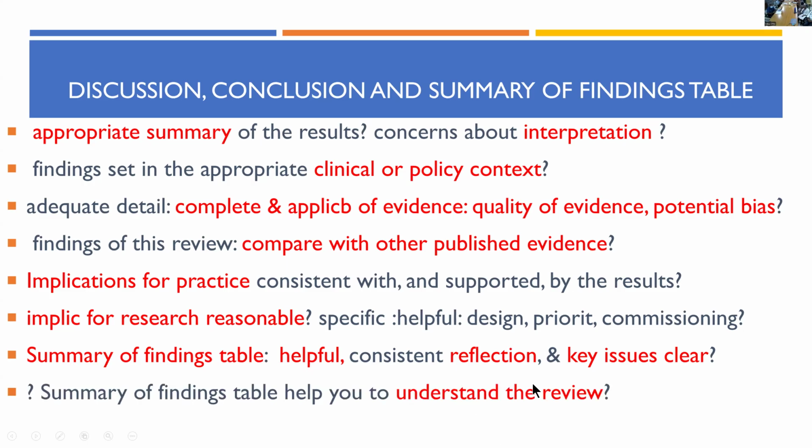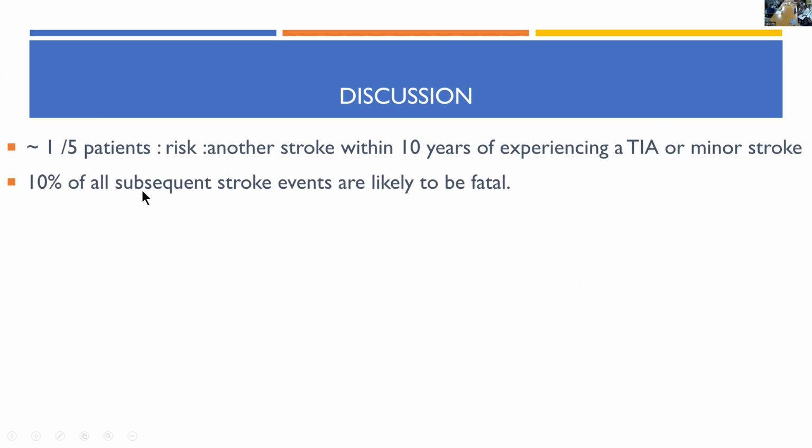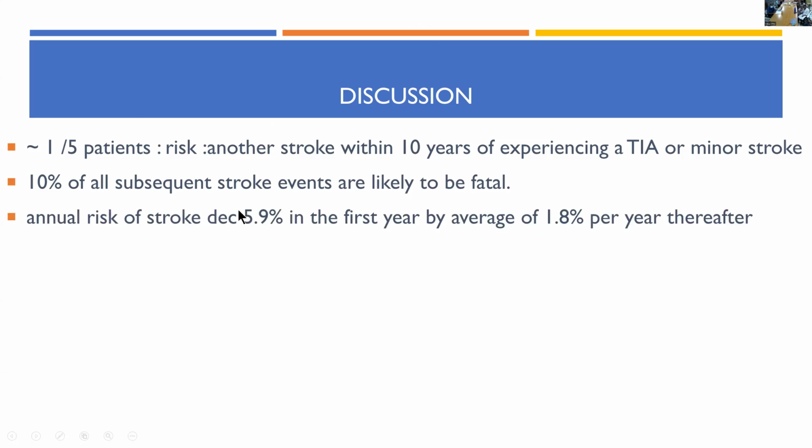Lastly, can you understand the whole summary? Let's look at the discussion. They have said 1 in 5 stroke patients may have a risk of another stroke in 10 years. 10% of all subsequent strokes are likely to be fatal. Yes, that's the point they got. Annual risk of stroke decreases by 5.9% in the first year, by an average of 1.8% per year thereafter. That is what is from the data.